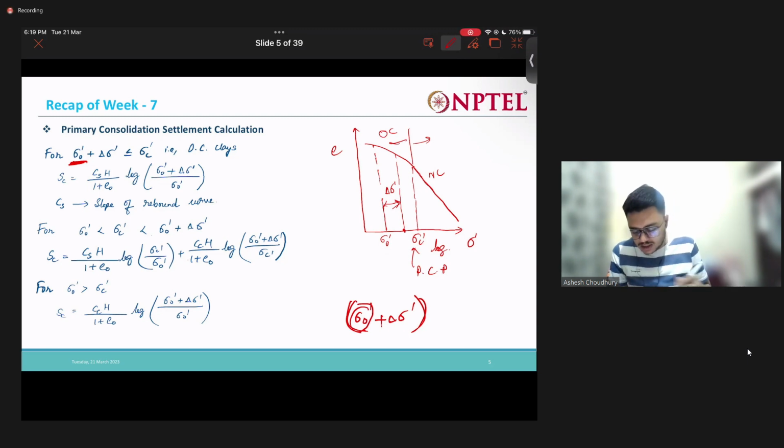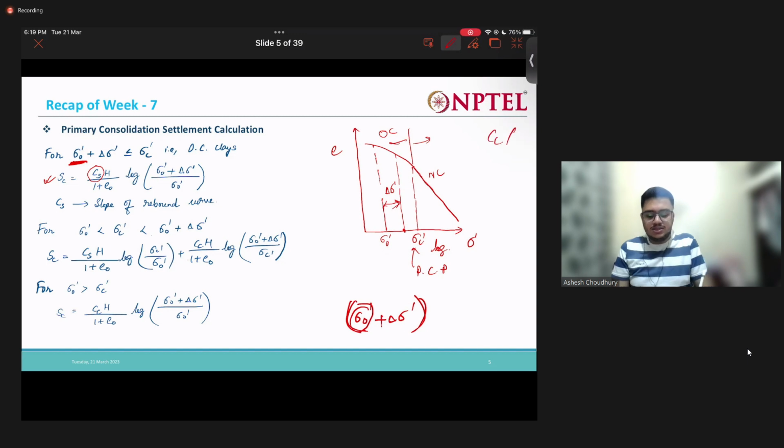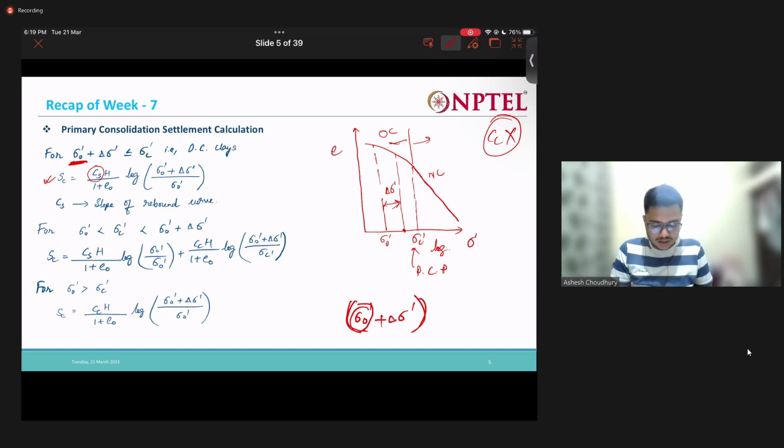So in my settlement calculation equation, which is nothing but Cs H over 1 plus e naught, log of the updated stress by the previous original stress, what you have to use is Cs, that is the slope of the rebound curve. We cannot use Cc here. Sorry, we cannot use compression index here. We have to use the slope of the rebound curve, which is C suffix s. Okay, this is the first case.